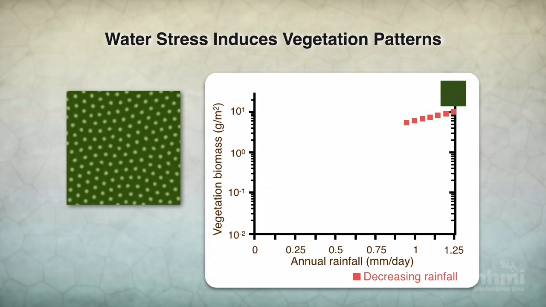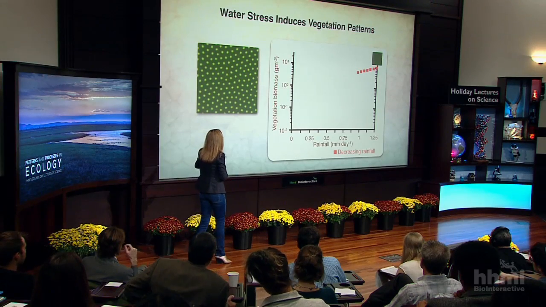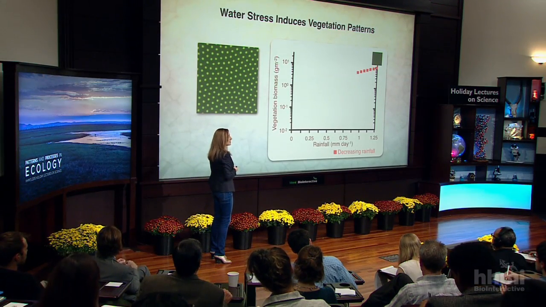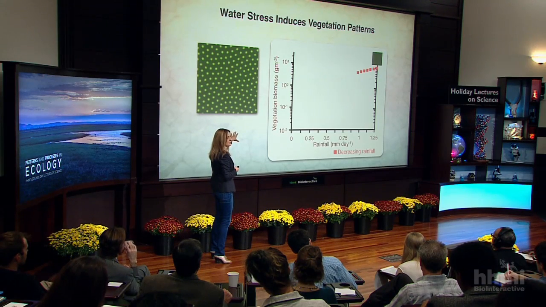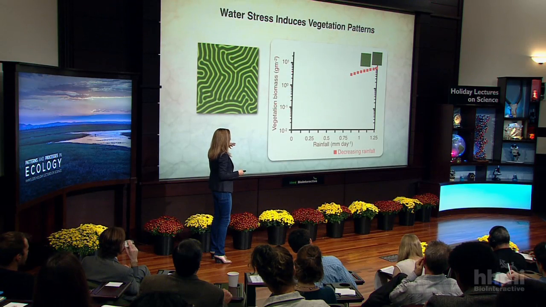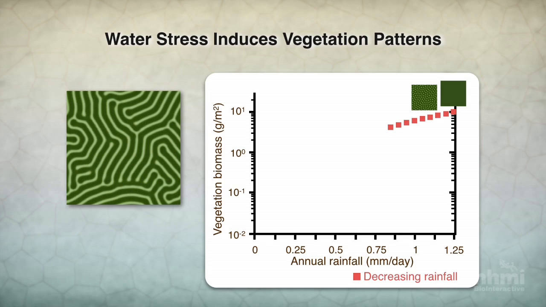You're going to get homogeneous vegetation. But as the rainfall decreases, you're going to get less biomass, but not just randomly less biomass. It's going to come in a very patterned kind of way. So you're going to get something that looks like a polka dot of gaps in what used to be homogeneous vegetation.